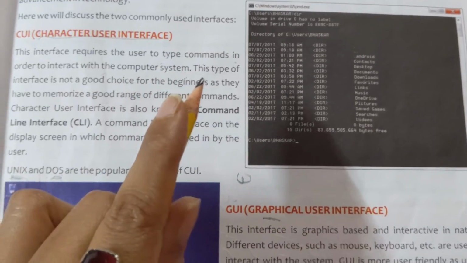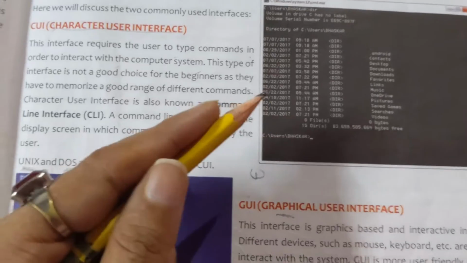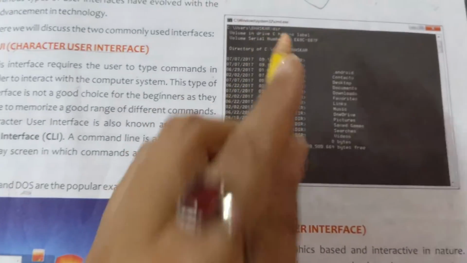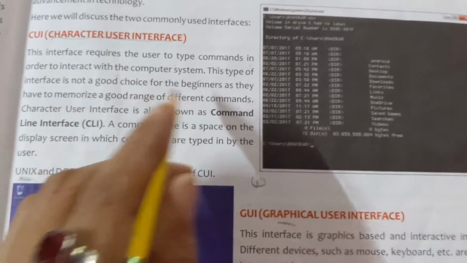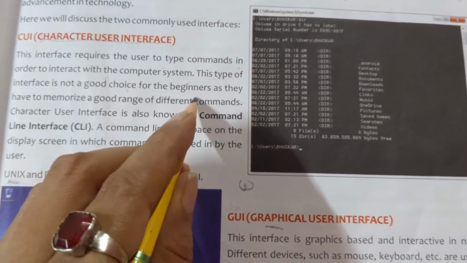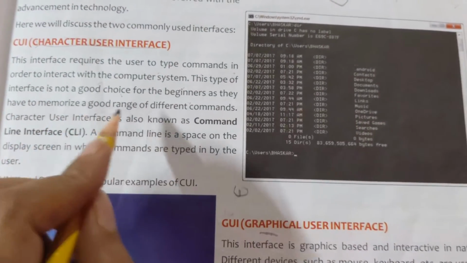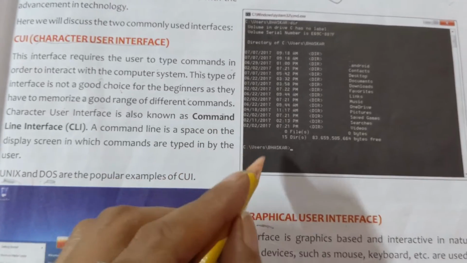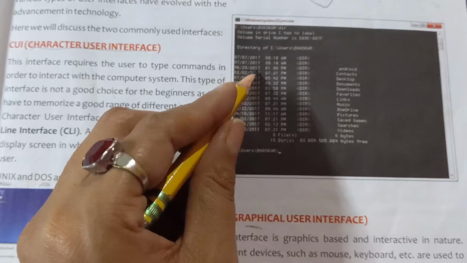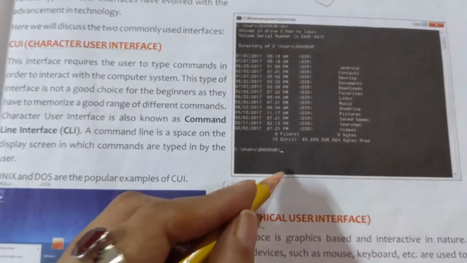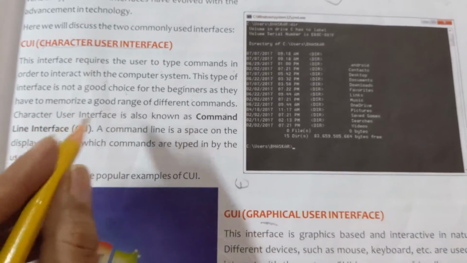So there is a restriction, you can say, or a requirement that if you want to interact with the system you have to type the commands over here, which is not a good choice for beginners, as they have to remember or memorize a good range of different commands. This is not a good idea for beginners, because if you want to connect with the system, you have to remember a number of commands, which is not a good thing for a beginner.